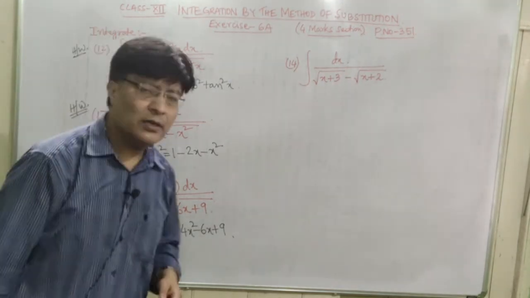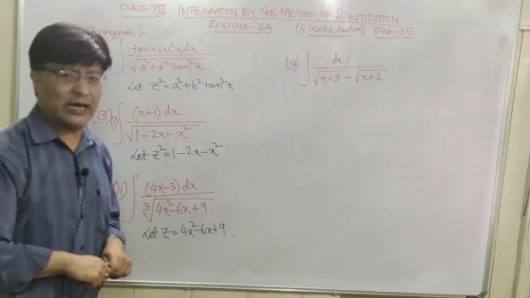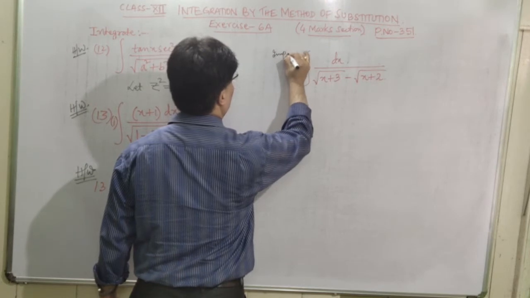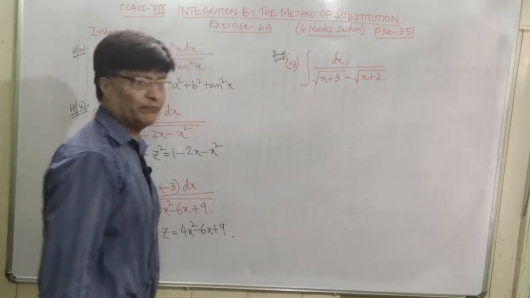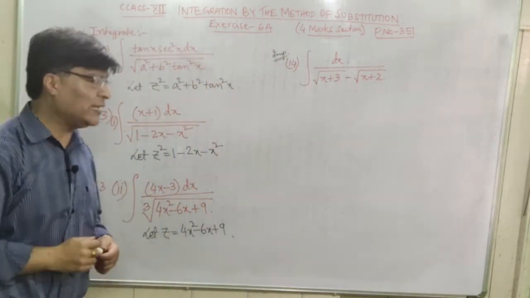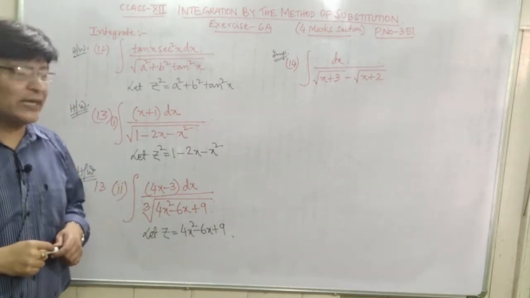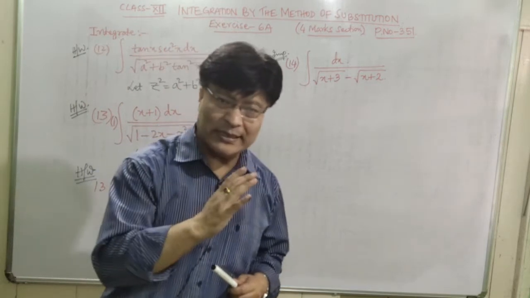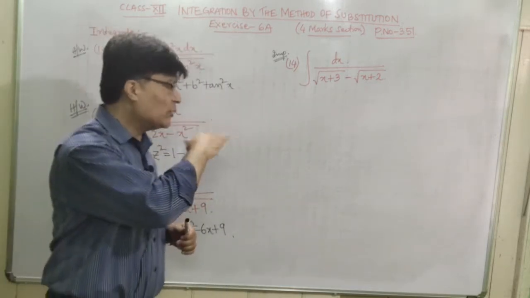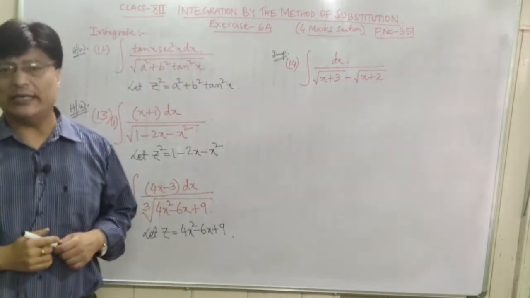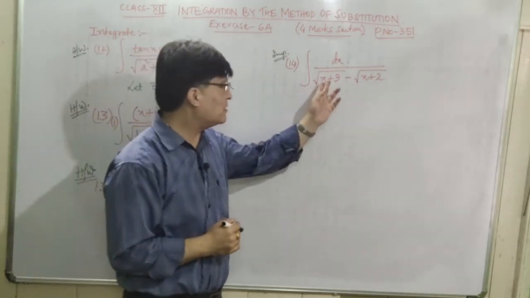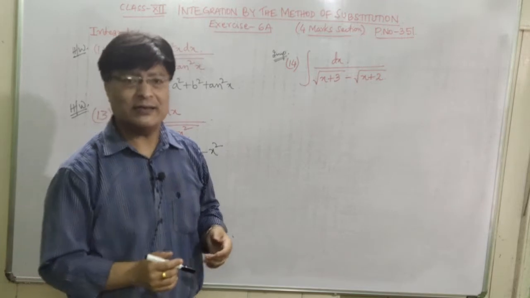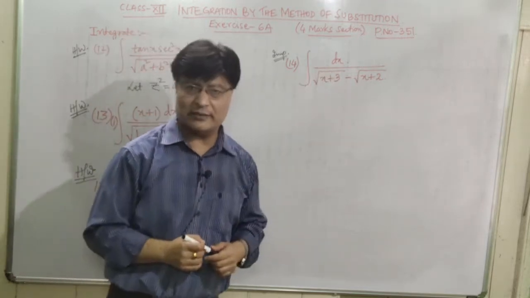Okay, so let's do question number 14 now. This question number 14 is very, very important. Your exam question, high marks. That is the integration of dx divided by the square root of x plus 3 minus the square root of x plus 2. Now in this case, you cannot use the method of substitution here. Because if you differentiate this root over x plus 3 minus root over x plus 2, you won't get 1, because 1 is in the numerator, isn't it?